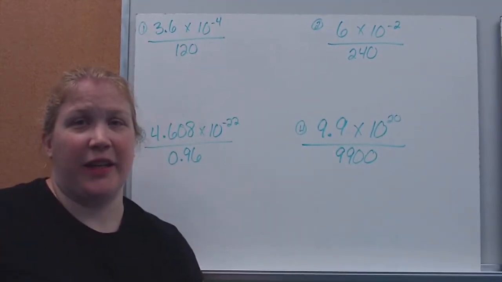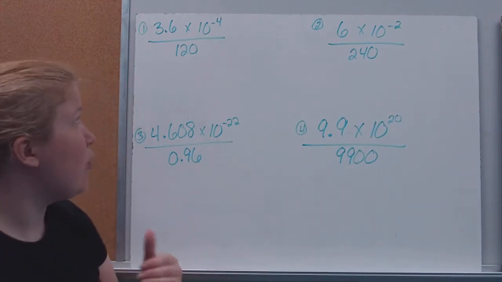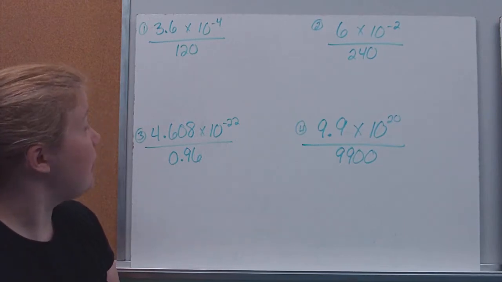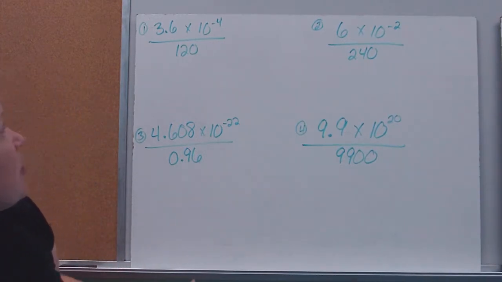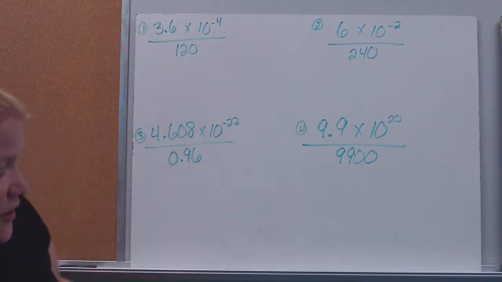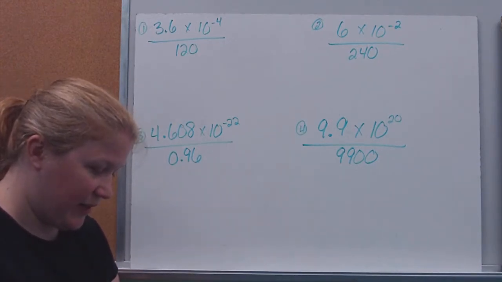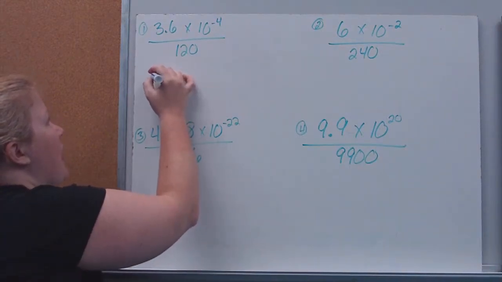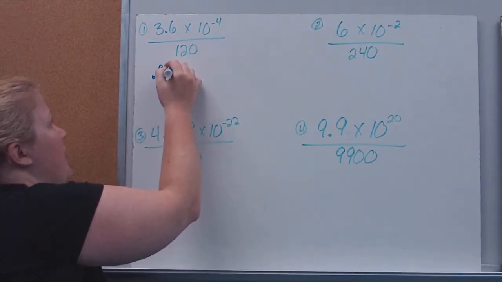So again, we'll take a look at a couple of examples here, and we'll try it. And again, I'm going to use my handy-dandy calculator as well. So remember, the first thing I want to do is divide my first two factors. So I've got 3.6 divided by 120. When I do that division, I get 0.03.